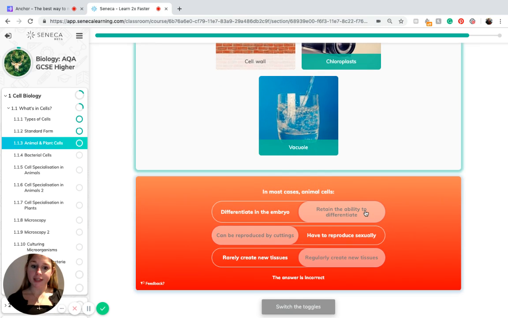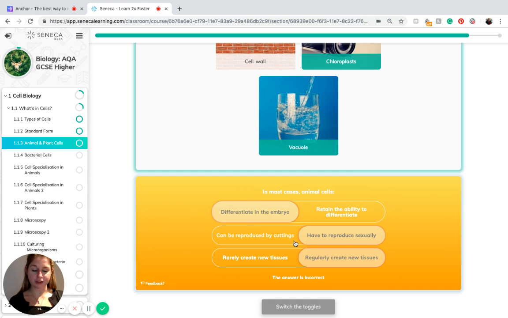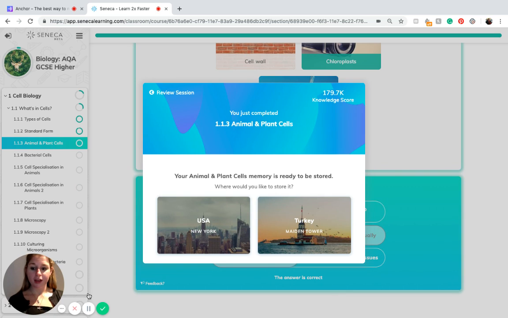And then thinking about the differentiation of animal cells, we know that they differentiate in the embryo and won't retain the ability to differentiate throughout their lives. They have to reproduce sexually and cannot be reproduced by cuttings. And they also rarely create new tissues. Okay, so that's finished with animal and plant cells.